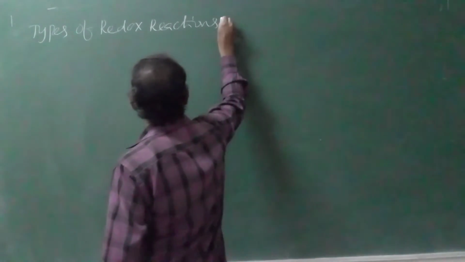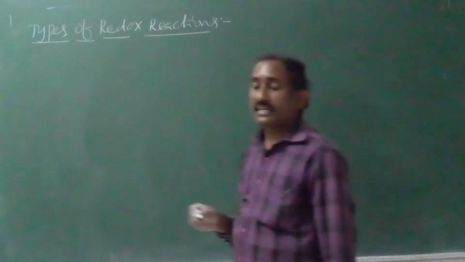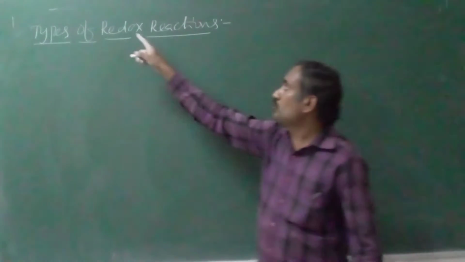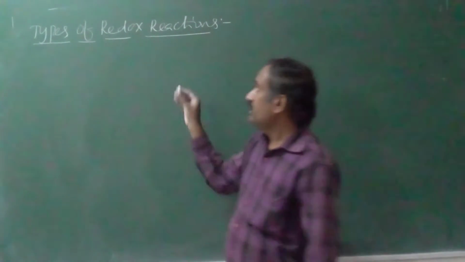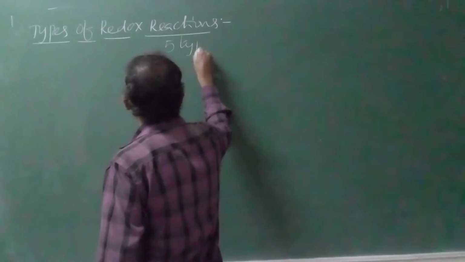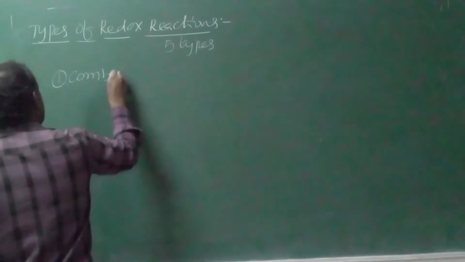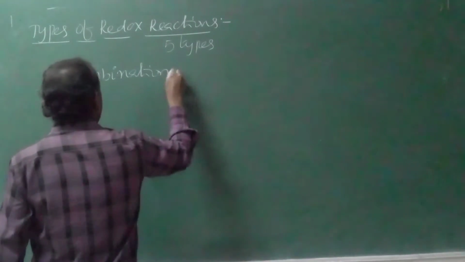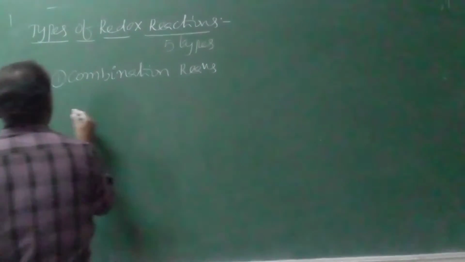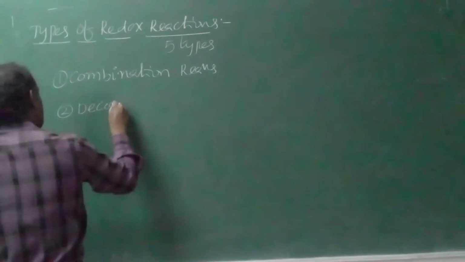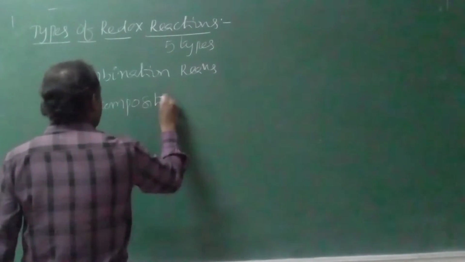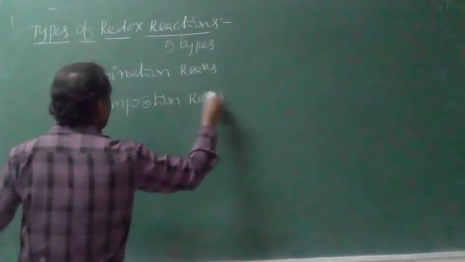Types of redox reactions. What are redox reactions? The reactions in which simultaneously both reduction and oxidation take place. There are 5 types of redox reactions as follows. First one, combination reactions. Second one, decomposition reactions.